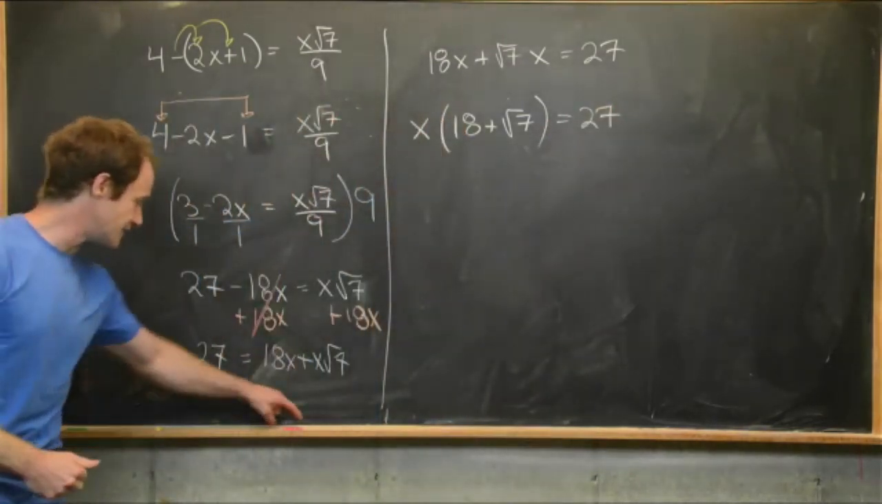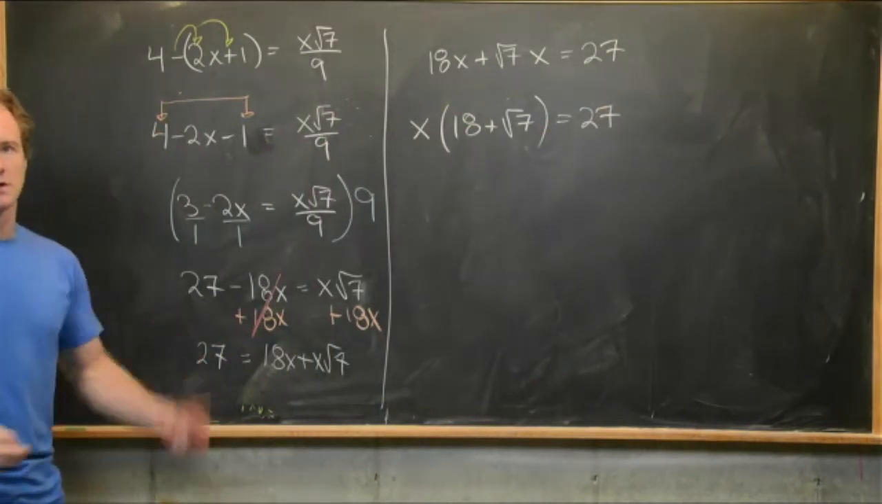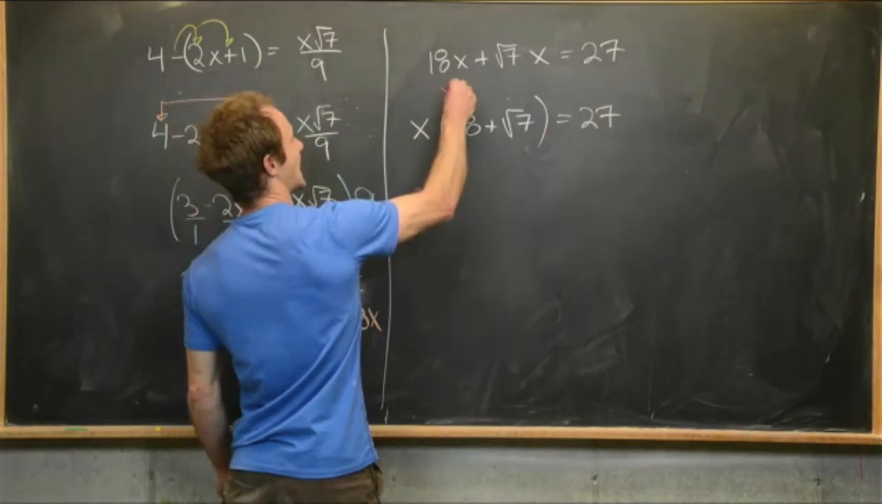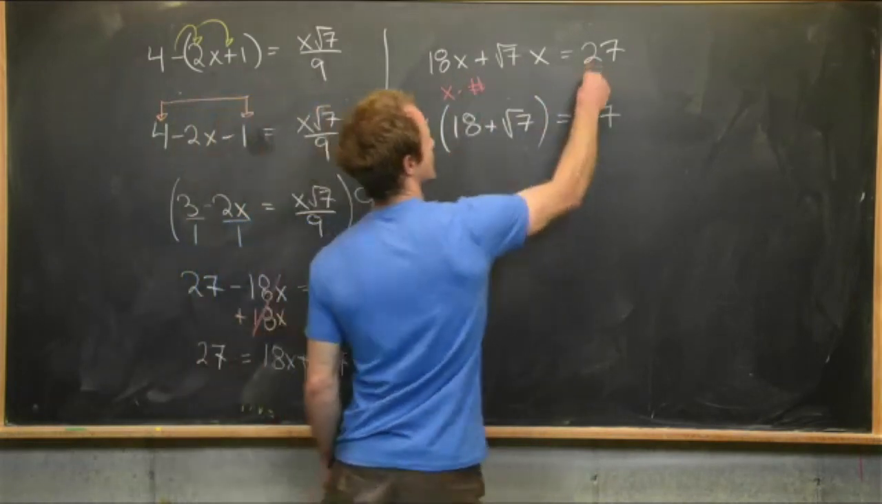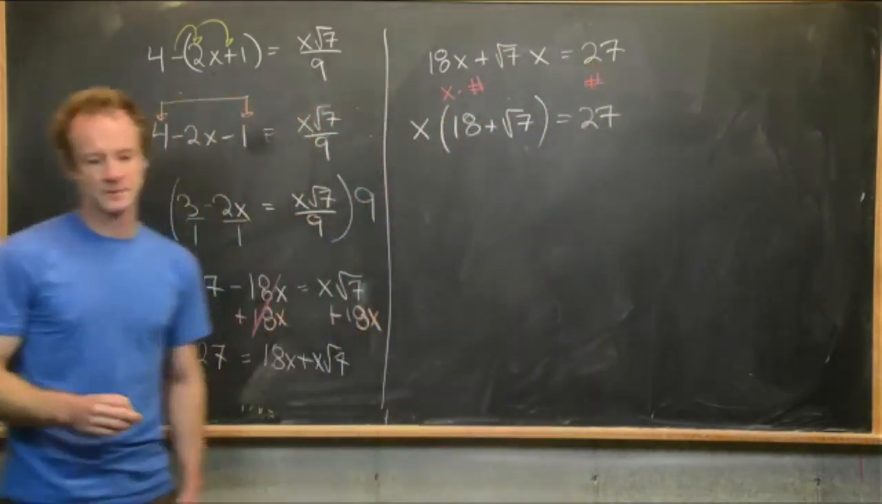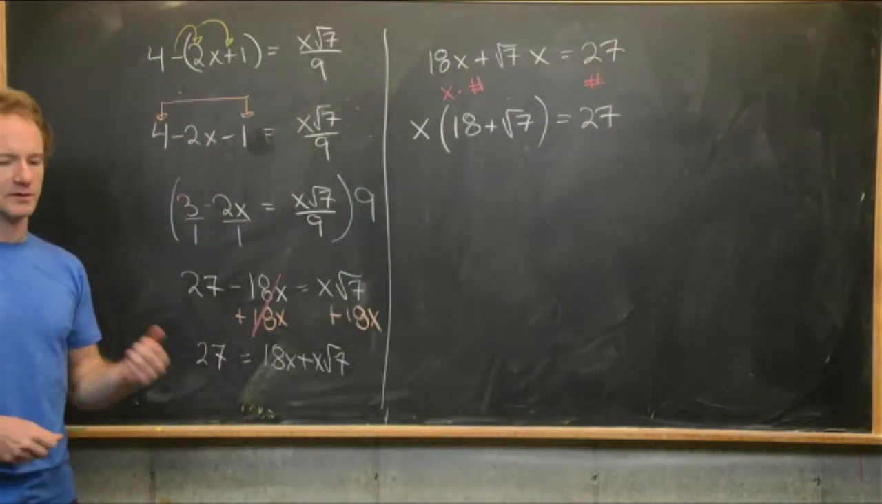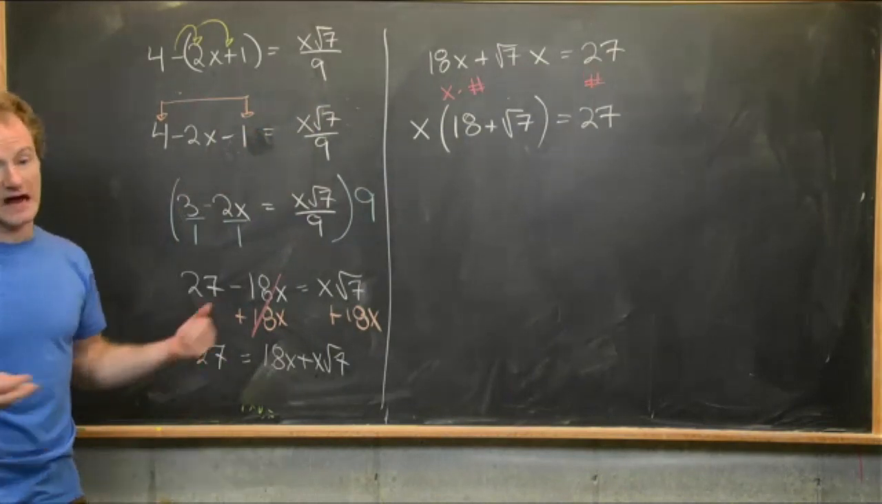And now, even though this is kind of gnarly looking and not super nice, it still is x times some number equals some other number, which means you would approach this the same way as if that were a kinder number like 5. You would just divide by 5 in that case.